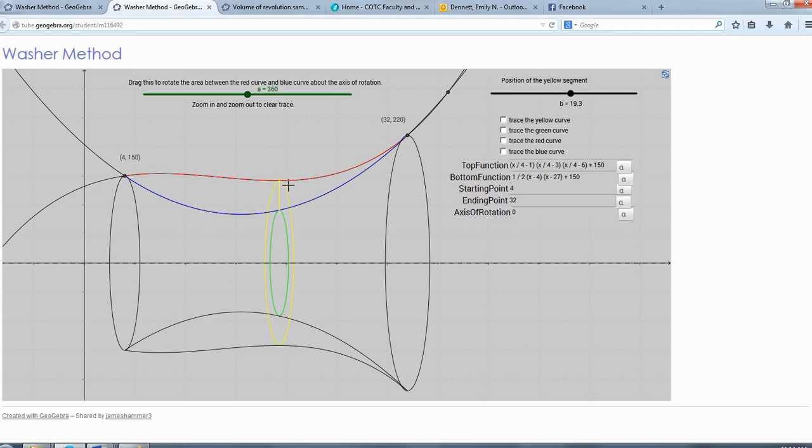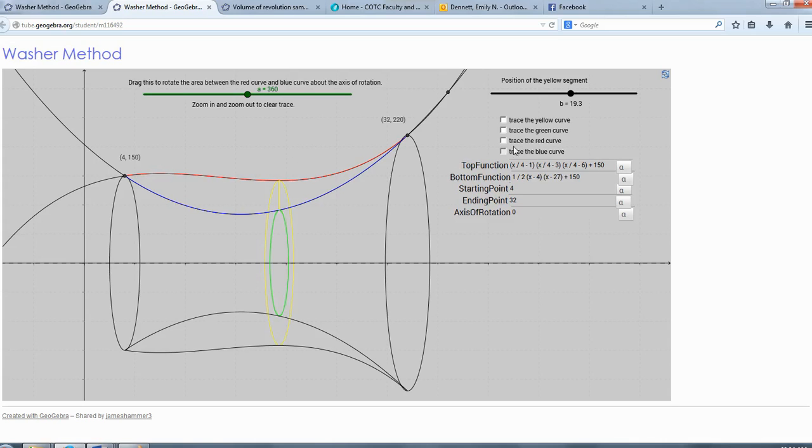And you can see the cross section is shown by this yellow outside ring and the green inside ring. And this would look like a washer. By washer, I mean the thing you would get from the hardware store, the little metal piece that has a hole in the middle of it. So we're going to call this the washer method.